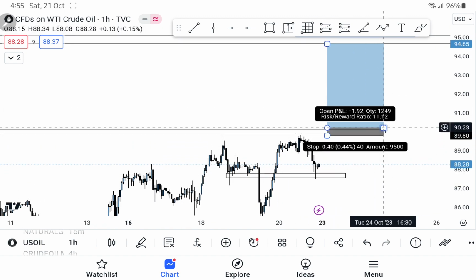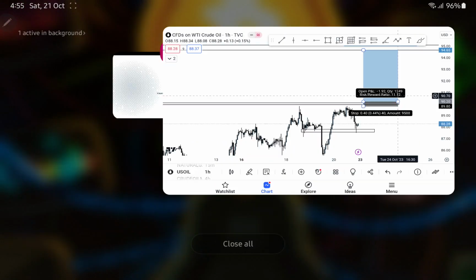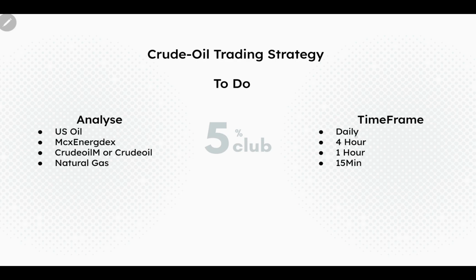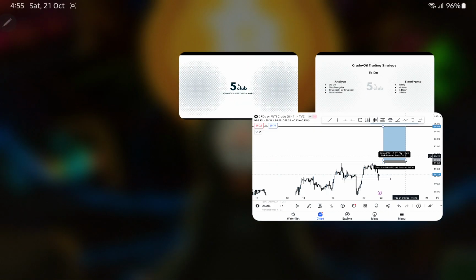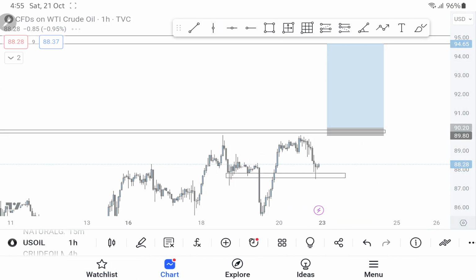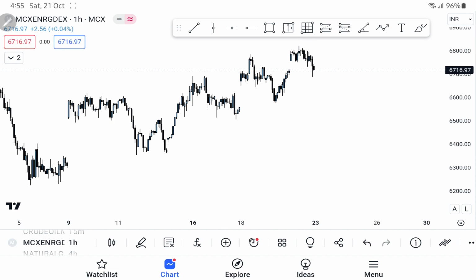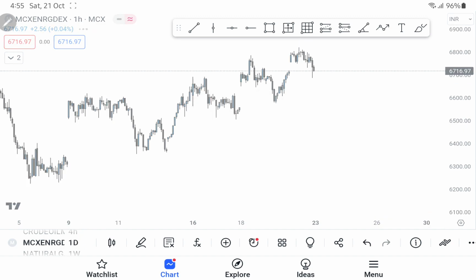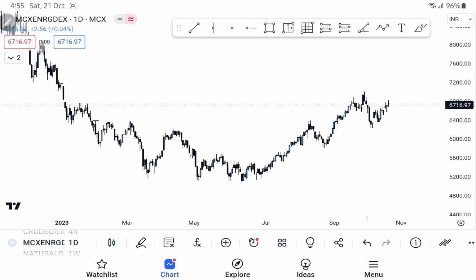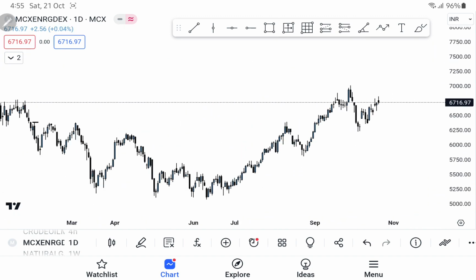Next thing is, let's go back to the sheets and see. So we have analyzed US oil on the daily time frame, 1 hour and 4 hour. Next, MCX Energy Dex. What is MCX Energy Dex? MCX Energy Dex is nothing but an index for energy. We have two energy commodities, one is natural gas, another one is crude oil. In this also we will analyze on the daily time frame.